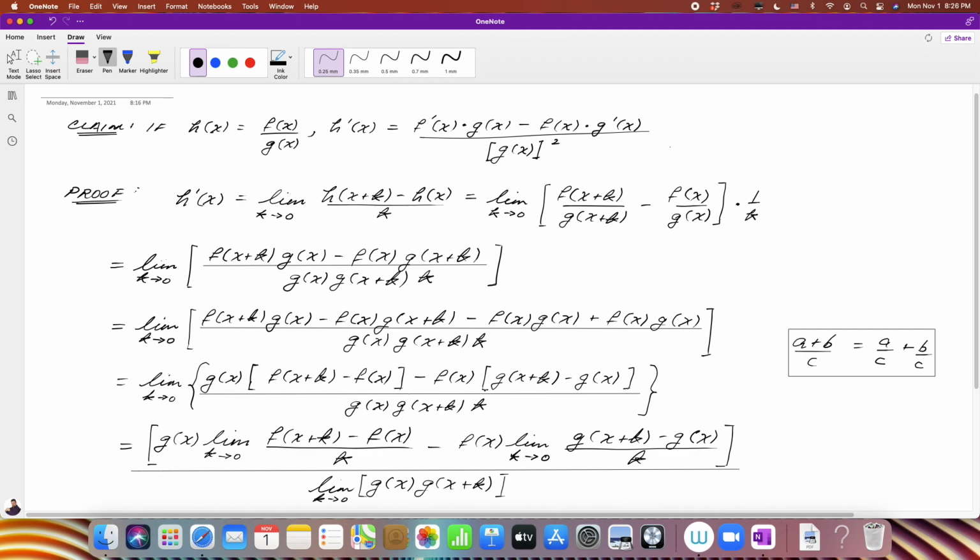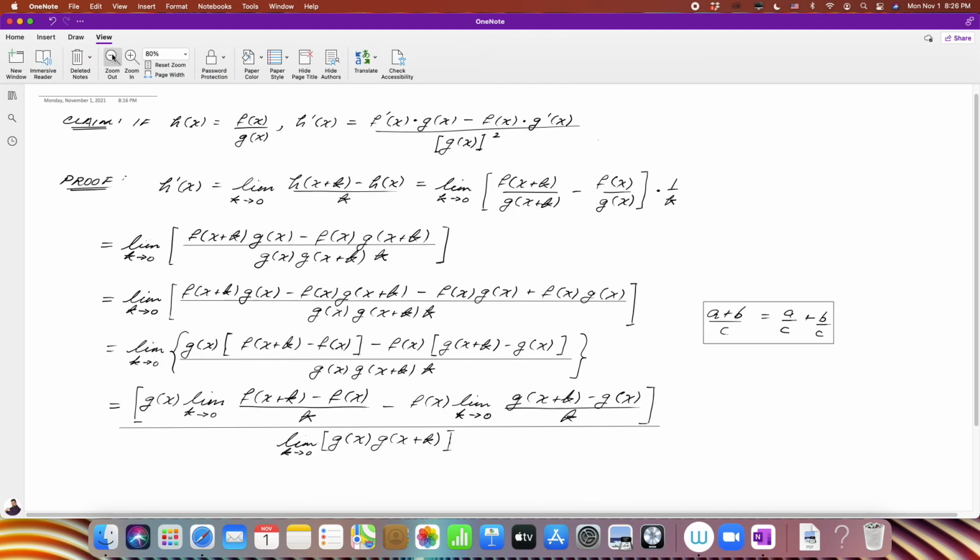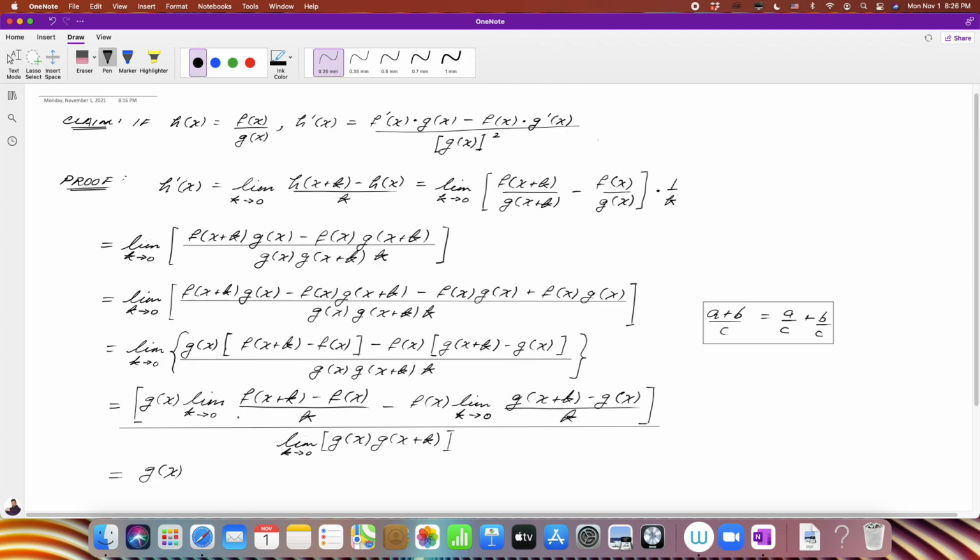And notice that the k's are here. The k, as I've divided each term of the numerator by it, are here and here. And of course, you know why they're there, because now I can strategically identify this as f prime and this as g prime, which finishes the proof. So we got g of x times, this is f prime, okay, minus f, okay, times g prime.